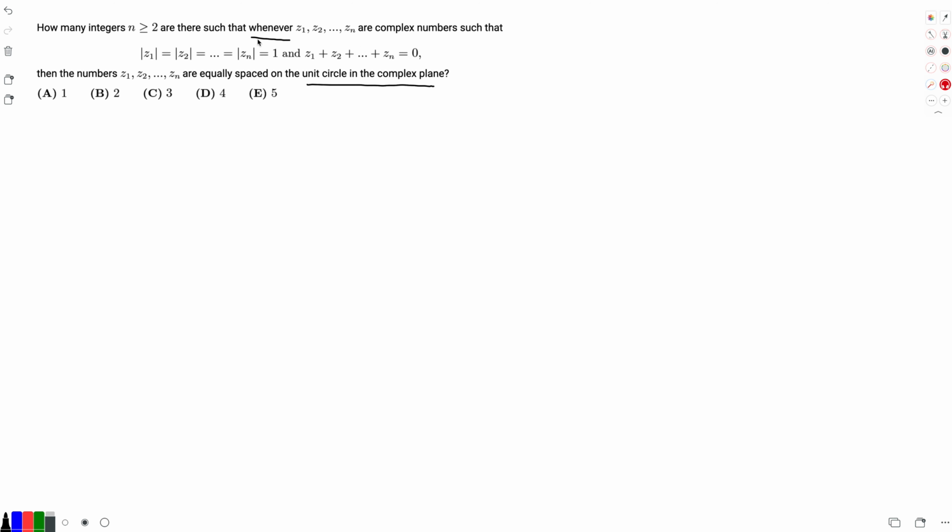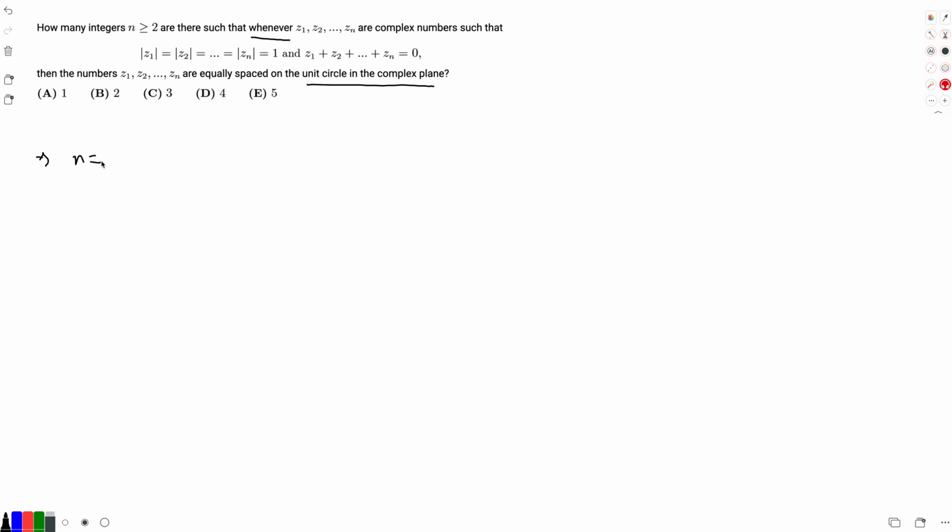plane. Now the reason I underlined whenever is because we can always choose our z sub i's to satisfy this condition by simply letting the z sub i's be the nth roots of unity. If we do that, then we indeed have that their modulus is 1, the sum of the nth roots is 0, and they are equally spaced out. So this whenever is actually very important in this problem. So let's start experimenting. How many integers n greater than or equal to 2?